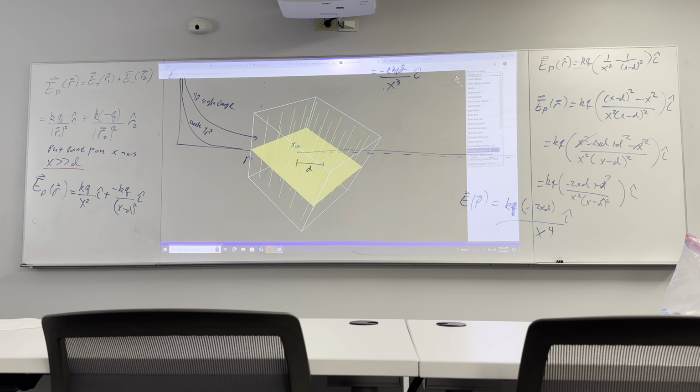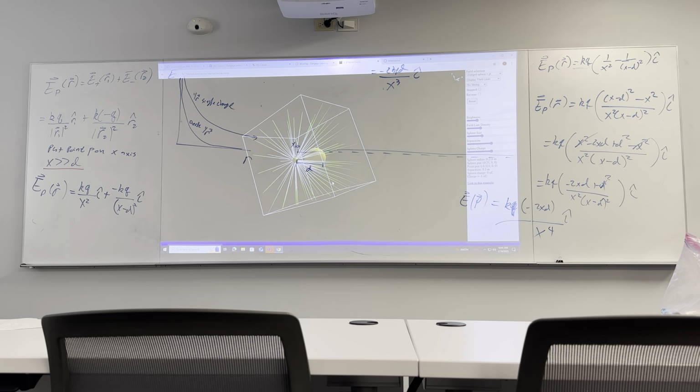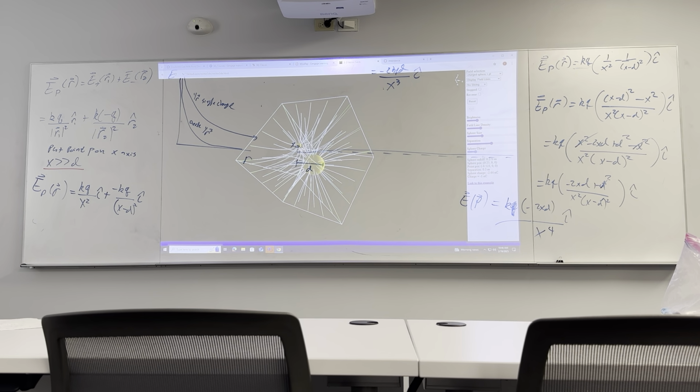A charged sphere next to a point charge, so it's kind of cool. You can make the sphere positive. There are some really cool things you can do. We're just getting started on this stuff.